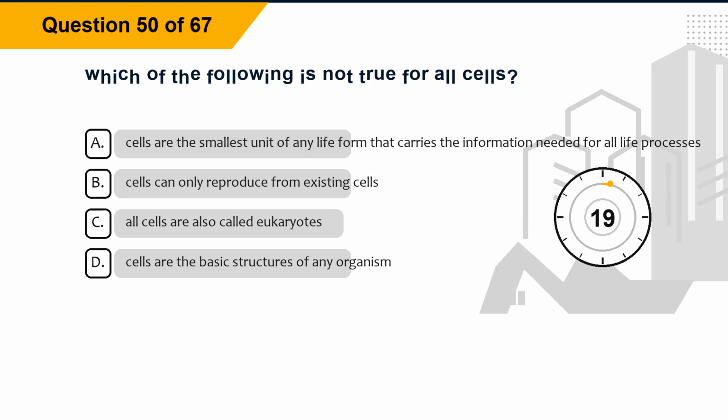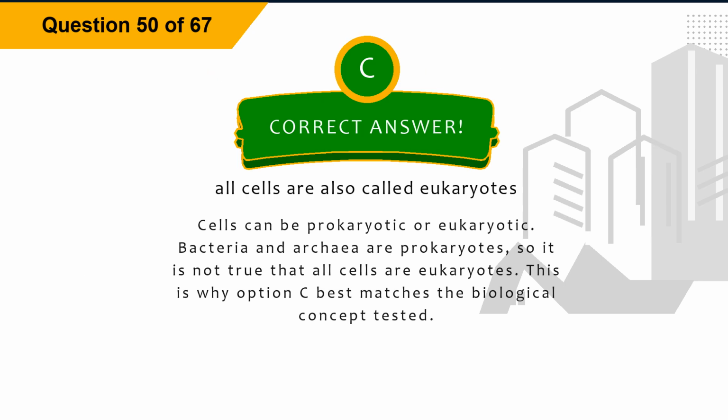Question 50. Which of the following is not true for all cells? Option A, cells are the smallest unit of any life form that carries the information needed for all life processes. Option B, cells can only reproduce from existing cells. Option C, all cells are also called eukaryotes. Option D, cells are the basic structures of any organism. The correct answer is option C, all cells are also called eukaryotes.